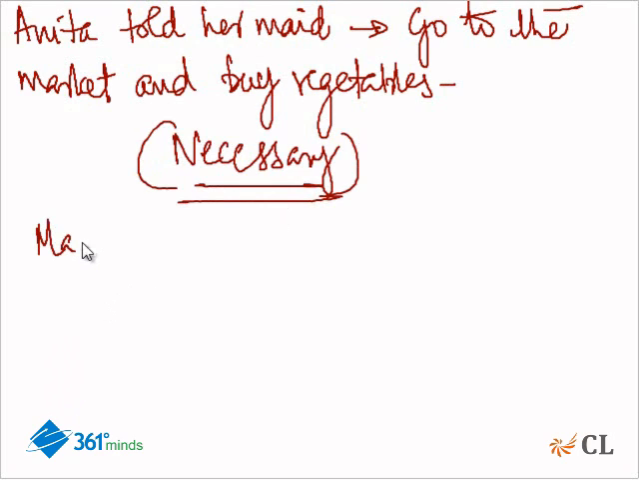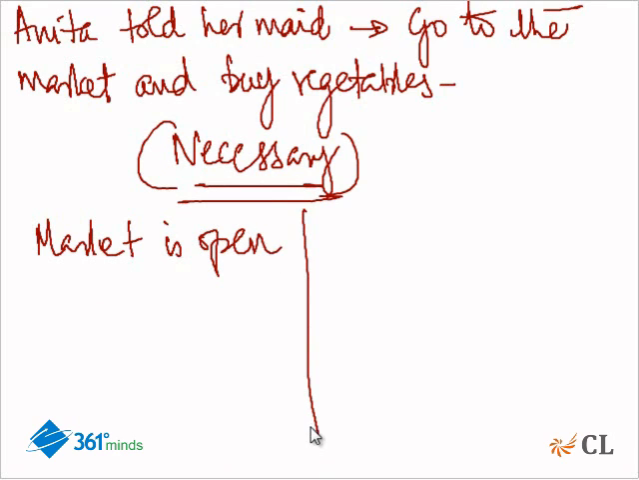So therefore, if I say that the market is open, whether that statement is true or false is irrelevant. I cannot conclude that the market is open just from the statement that Anita made. But for Anita to make the statement, the market should be open, right? Therefore, market is open is an assumption in that particular statement. Now, there is an easier way to look at these statement assumption questions. It is what I'll call a negation test. Now, focus here. What does negation test mean?